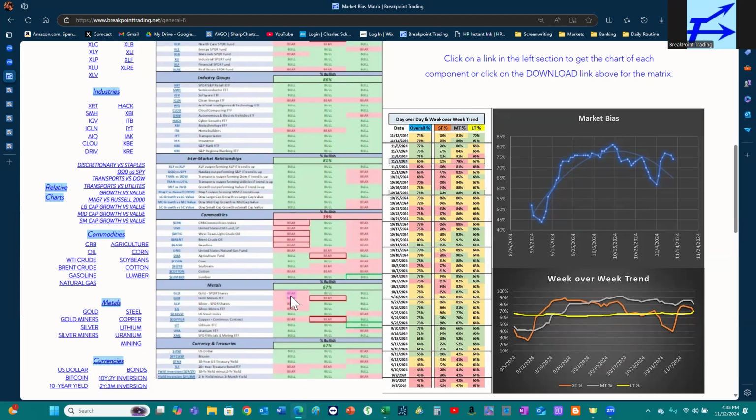They just gave these recently. Gold miners just went bearish today. And silver miners are also bearish, probably close to going bearish on the medium term. So this is the short term on the left, medium term, and long term on the right-hand side.